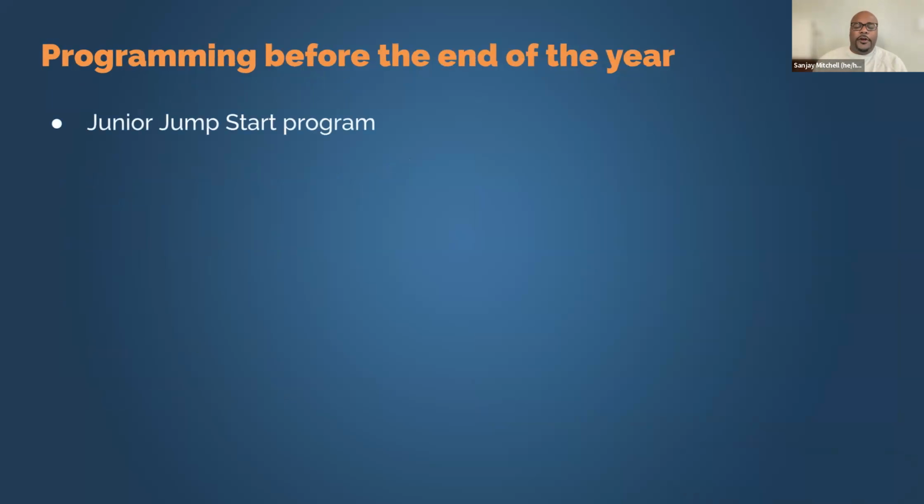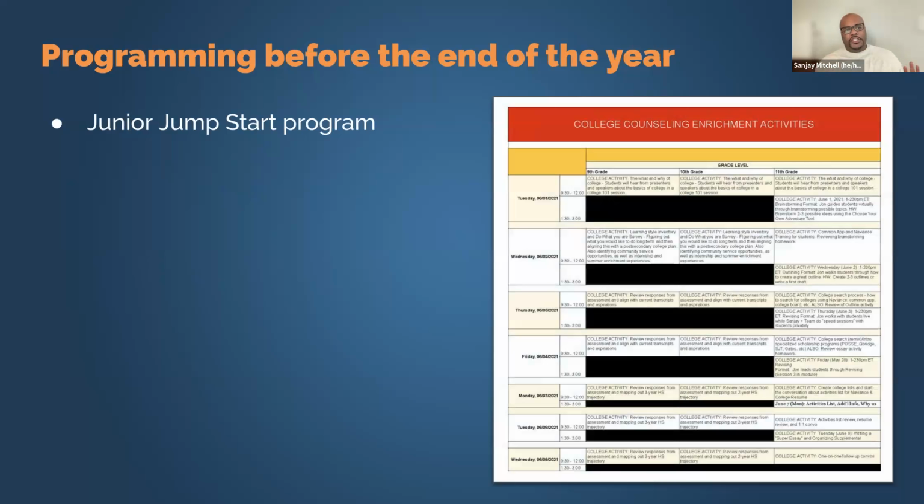Programming before the end of the year, Junior Jumpstart Program. This is such a light touch for juniors, right? It's something that you can have in the fourth quarter. Usually for us, we do our Junior Jumpstart right after AP exams. So it's that sweet spot between the middle of May until about June when we're out. And this gives us an opportunity to do very light curated touches with our students around aspects of the college application process that they need to become familiar with or need a refresher on.